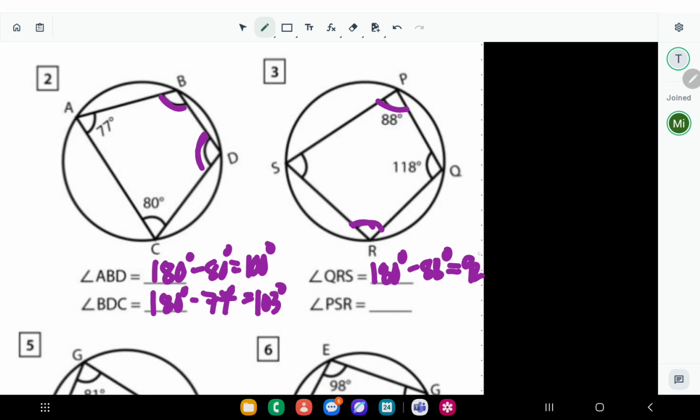Okay, 92. So that means this is 92 degrees. Then now we are asked for PSR, this angle here. PSR is opposite to angle Q, so that means they add up to 180 degrees. So that is 180 minus 118 degrees. Right? So 180 minus 118 is 62 degrees? This one, 62 degrees. This is 100. This is 103.